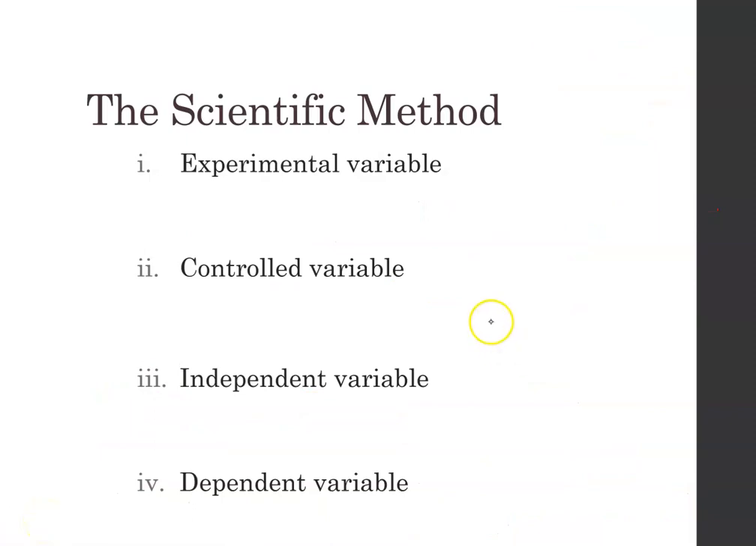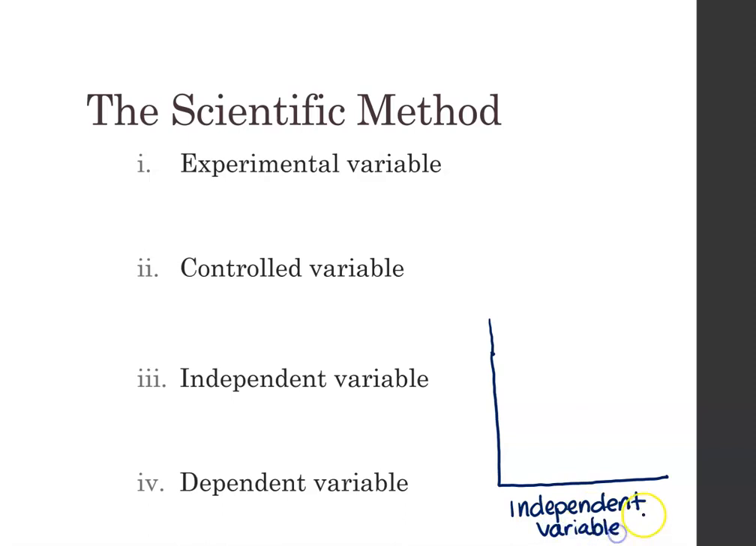As a quick little side note, when we are graphing, we are always going to put our independent variable on the x-axis and our dependent variable on the y-axis. And this is going to allow us, across all graphs that we make, to see the impact of the independent variable on the dependent variable.